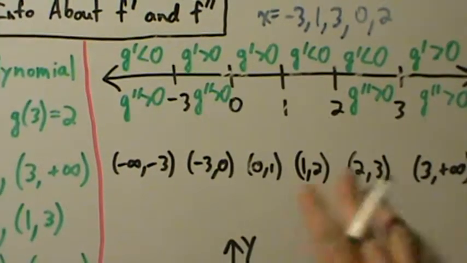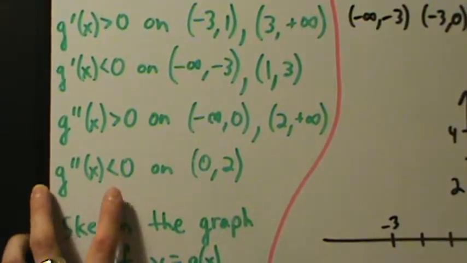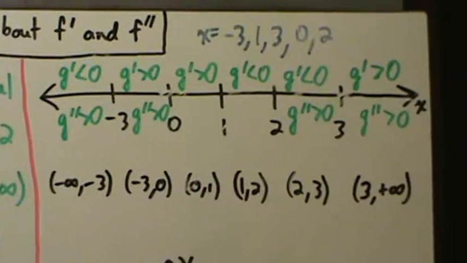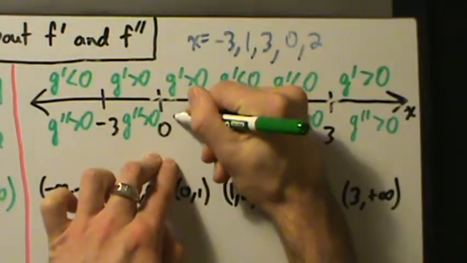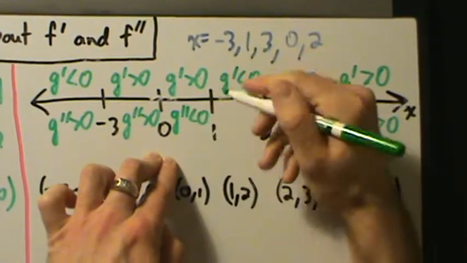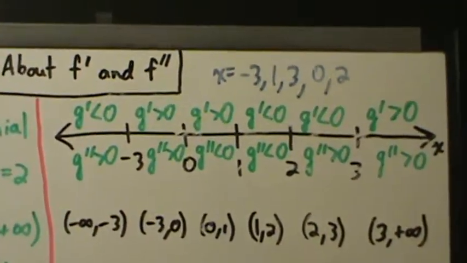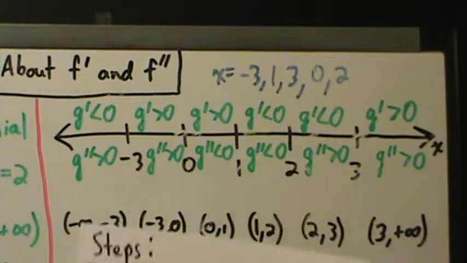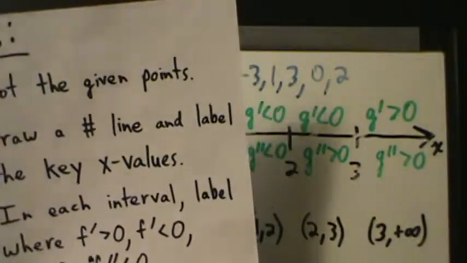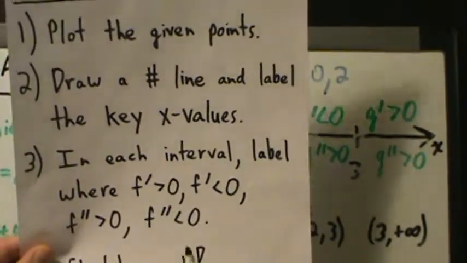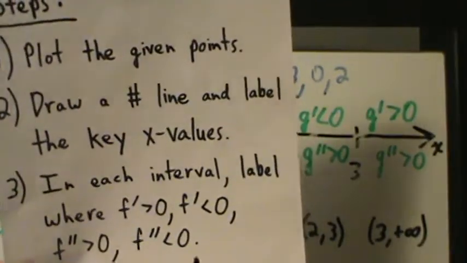But anyway, one more tiny thing to do for step 3. g double primed is negative on 0 to 2. Where's 0 to 2? That's this piece here, from 0 to 2. So that means g double primed is negative here, and g double primed is negative here. Alright, so that's it for step 3. In each of these 6 intervals, we labeled where the function, we're calling it g, but it doesn't matter what we call it, where the derivative is positive, where the derivative is negative, and where the second derivative is positive and negative.